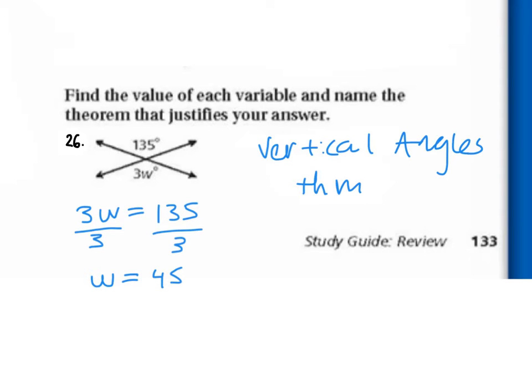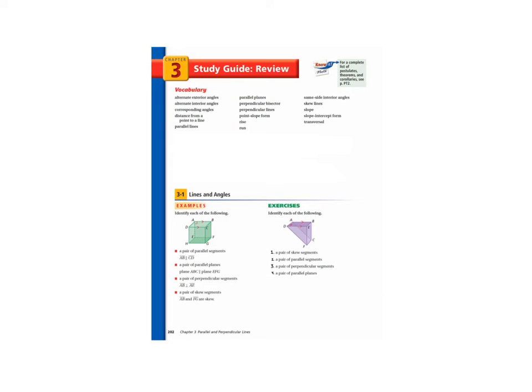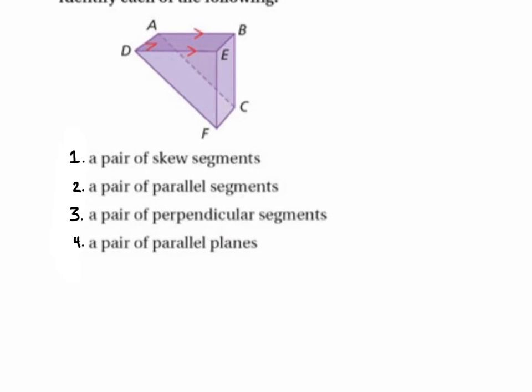Okay, let's move on to chapter 3. Number 1, we have a pair of skew segments. What's a pair of skew segments? AB and EF. Perfect. BC, and what else? DE. Perfect. BC and DE are skew segments also. So remember, skew segments don't intersect and they're not parallel. They're going in opposite directions.